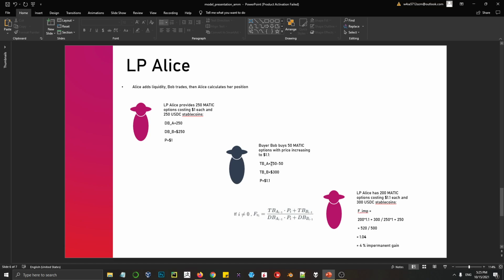And let's, for the sake of simplicity, just say it goes to 1.1. So what happens? 200 options are now available, and 300 stablecoins are now available, and the price changed to 1.1. So now let's say LP Alice wants to know what is her impairment gain or impairment loss at this present moment. Remember, LP Alice now has 200 Matic options costing 1.1 each and 300 USDC stablecoins due to the trade that Bob made. As a result, we have the following calculation of the FM formula, and that results in an FM of about 1.04 and a permanent gain at the present moment, all things being equal, of 4%.